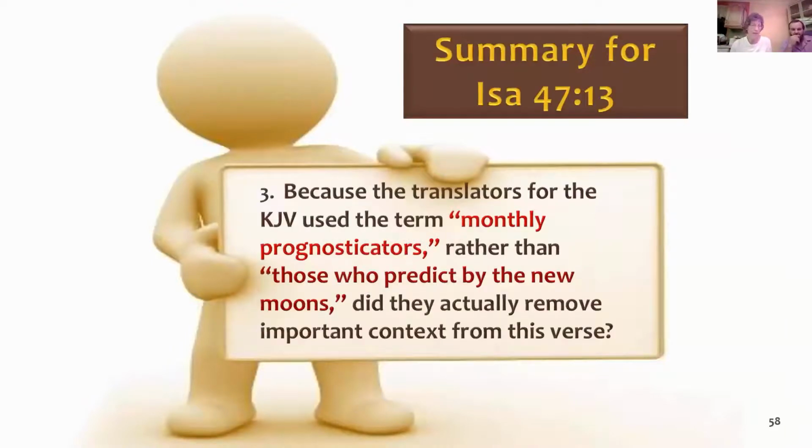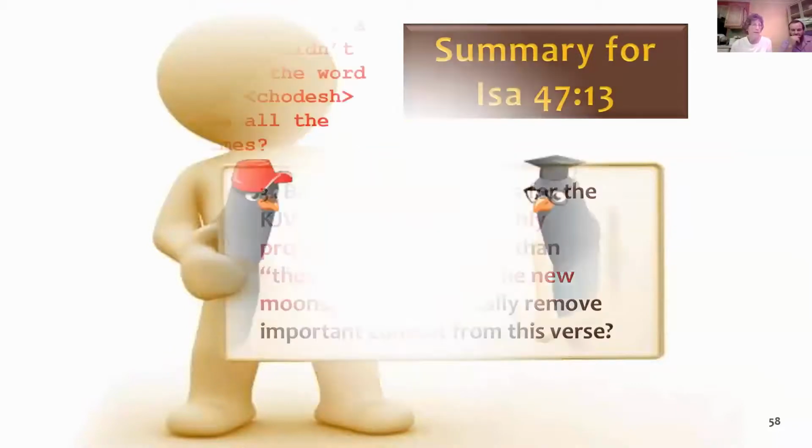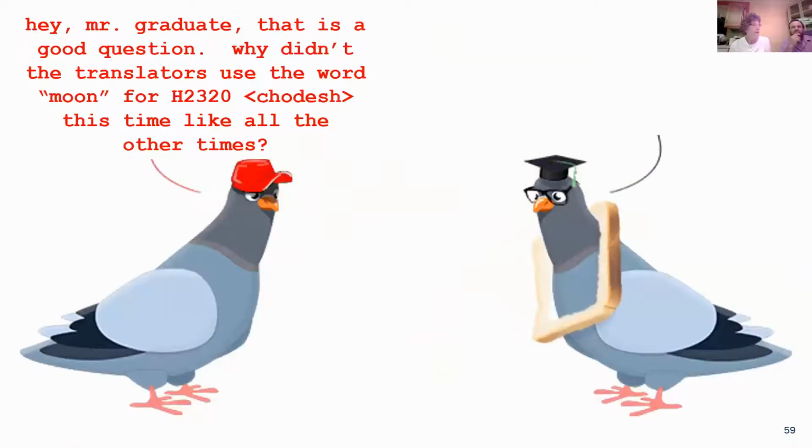And number three, because the translators for the King James Version used the term monthly prognosticators rather than those who predict by the new moons, this is the question: did they actually remove important context from this verse? Hey, Mr. Graduate, I think that's a good question. Why didn't the translators use the word moon for 2320 Kodesh this time like they did every other time in those other 20 verses?